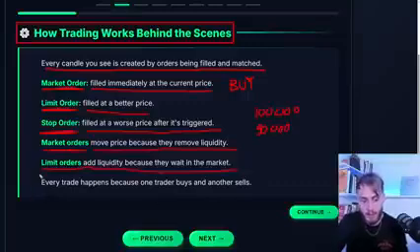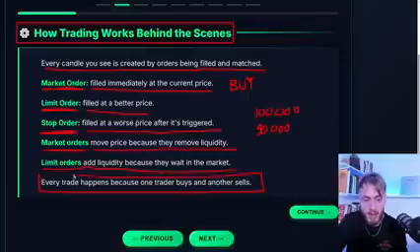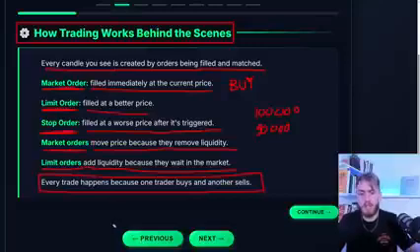And here is a very important principle: every trade happens because one trader buys and one trader sells. This is very important to keep in mind, but it's still very different if you are buying because of a limit order or a market order.